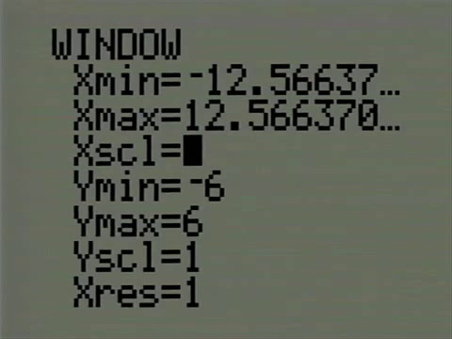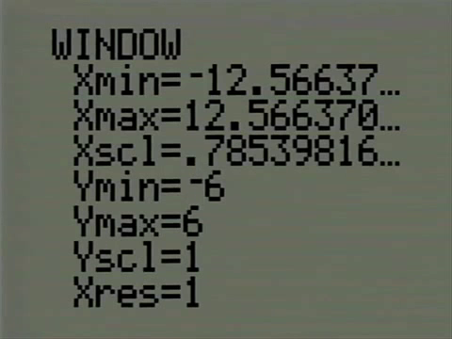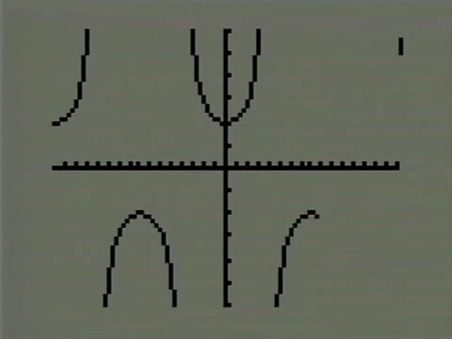Let's set our x scale to pi divided by 4. So we see tick marks at those units. I've got my y min set to negative 6 and y max to 6. And if we don't like that, we can always change the window. But let's take a look at the graph. And you'll see that that matches very nicely what we had graphed a few minutes ago.